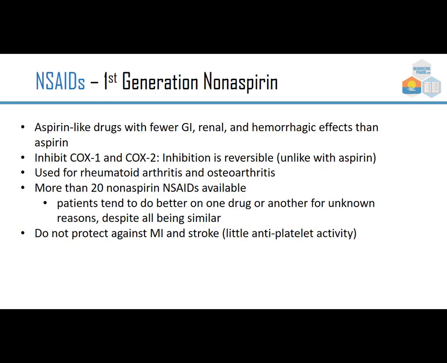First generation non-aspirin NSAIDs are aspirin-like drugs with fewer GI, renal, and hemorrhagic effects than aspirin. They inhibit COX-1 and COX-2. The inhibition is reversible, unlike with aspirin, and they are used for rheumatoid arthritis and osteoarthritis. There are more than 20 non-aspirin NSAIDs available. Patients tend to do better on one drug than another for unknown reasons, despite them all being similar. And they do not protect against MI and stroke because they have little antiplatelet activity.